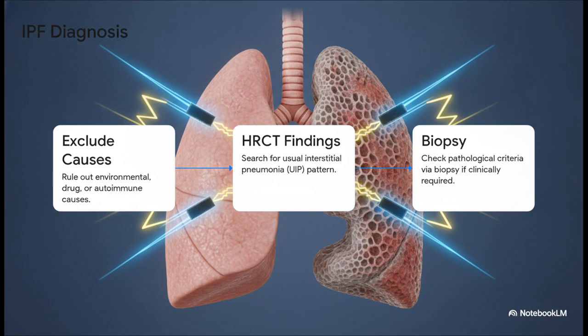Second, you analyze the high-resolution CT, specifically looking for the classic usual interstitial pneumonia, or UIP pattern, which shows that telltale honeycombing and basal fibrosis. And third, pathological criteria via biopsy, but only if it's clinically required.